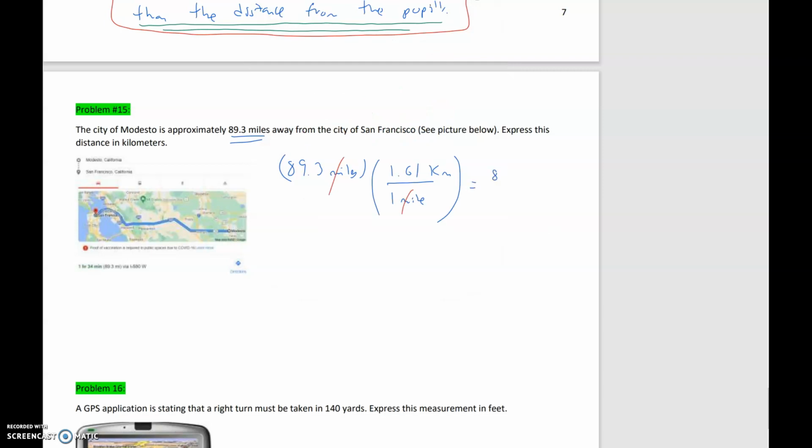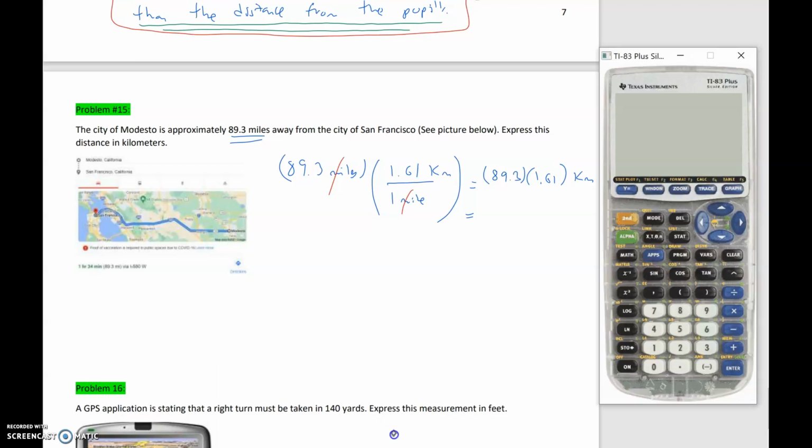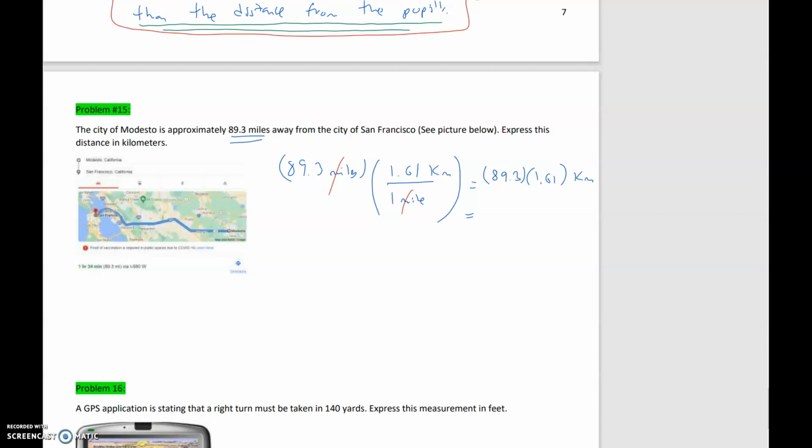And then in the unit conversion, we're going to be canceling these, and we end up with, in this case, 89.3 times 1.61. This will be kilometers. So let me use the calculator so we can compare answers. In this case, we're multiplying 89.3 times 1.61. So that's equivalent to 143.773. So let me rewrite it as 143.773 kilometers.